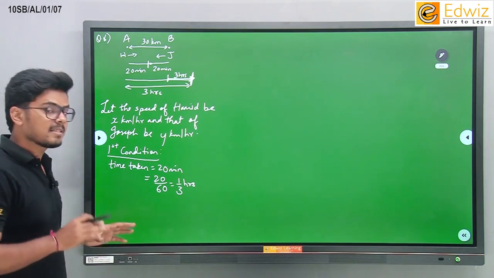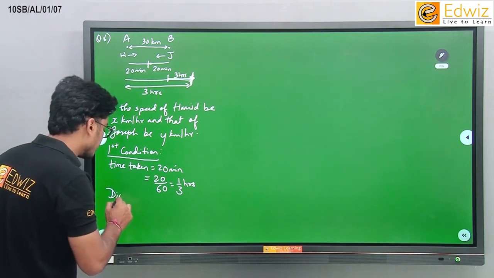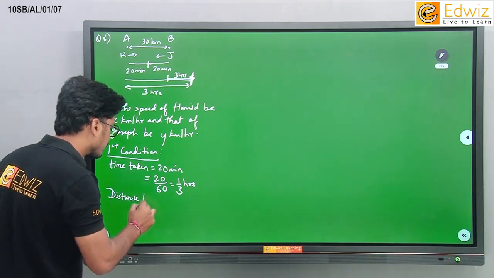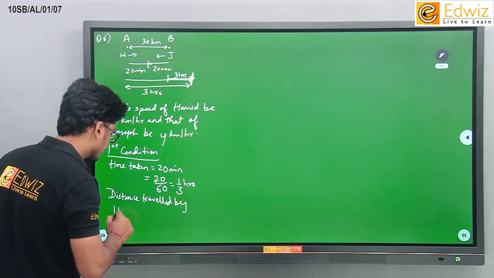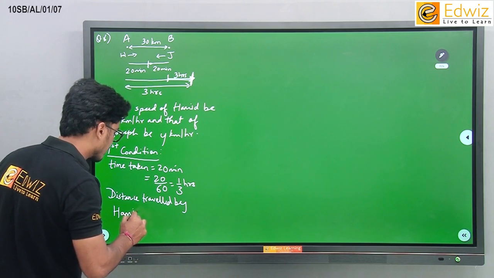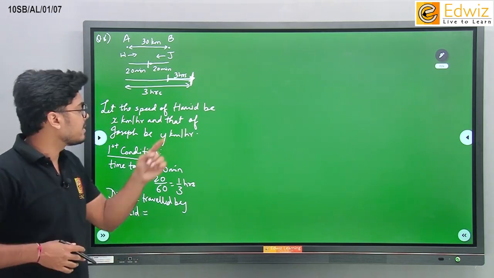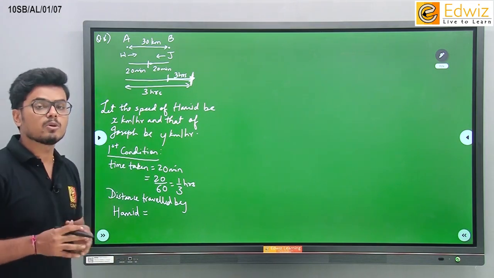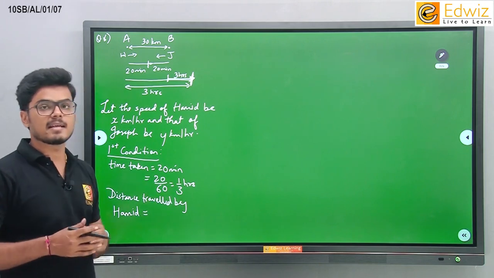Now what is the distance traveled by both of them? Distance traveled by Hamid. डिस्टेंस कैसे पता चलेगा? वी नो द स्पीड ऑफ हमीद, इट इज x किलोमीटर पर आवर. वी नो टाइम ट्रेवल्ड, कितने टाइम के लिए उसने ट्रेवल किया है, 1/3 आवर्स के लिए.